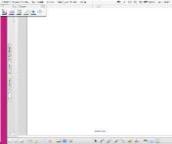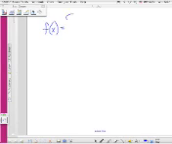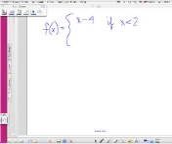Graph f of x equals, and then you'll notice we have this little brace here, and then you've got more than one line going on. x minus 4 if x is less than 2, and 1 if x is greater than or equal to 2.